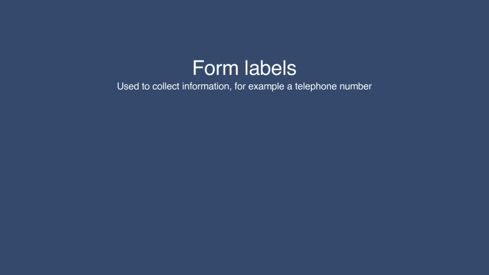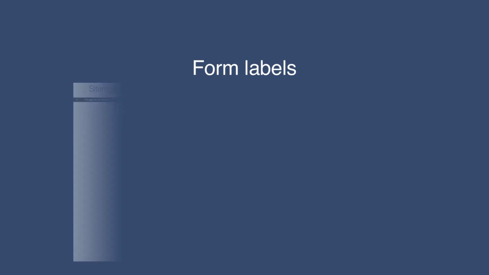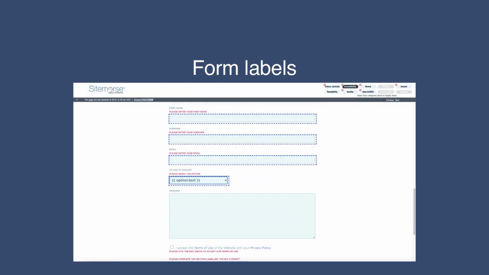Form labels. Forms are used on a website to collect information, for example, a telephone number and a contact form. Each field in a form requires a label to enable users accessing the website via a screen reader to understand the purpose of the form and what information is being requested in the form fields. It also means that they will be able to correctly navigate the form fields. Form field labels should describe the information that the form field is requesting. In this example, none of the form fields have labels, so a screen reader user would not be able to understand what information the form is requesting and would therefore not be able to enter the details required. The first name form field should have a label called first name. The surname form field should have a label called surname, and so on.